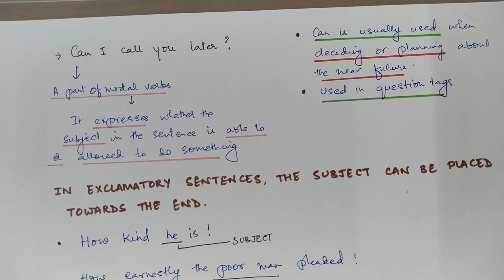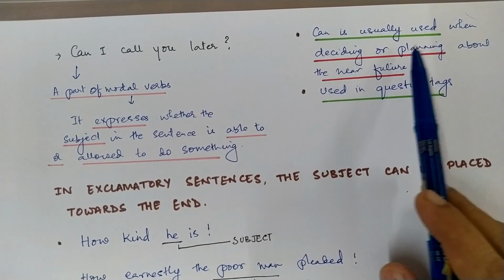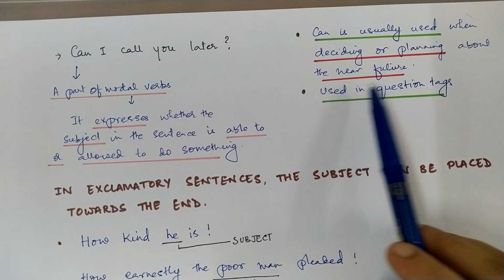Now children, first let us understand when do we use can. First thing is, can is a part of modal verbs which we will study in higher classes. Now can I call you later, question mark, is asking something. The word can is usually used when deciding or planning about the near future. I have not yet got my answer because I am asking you and I am waiting for your answer. So it is usually used when deciding or planning about the near future.